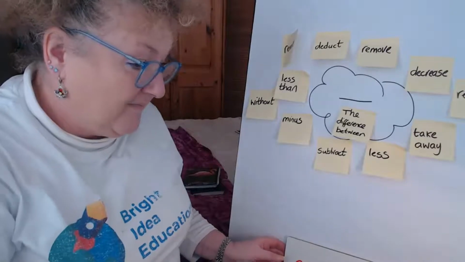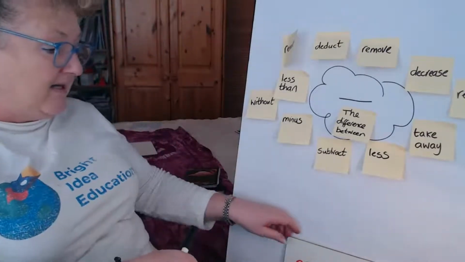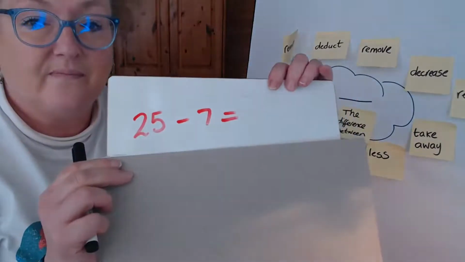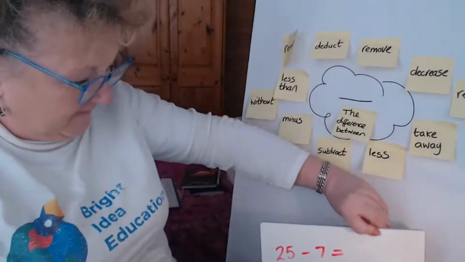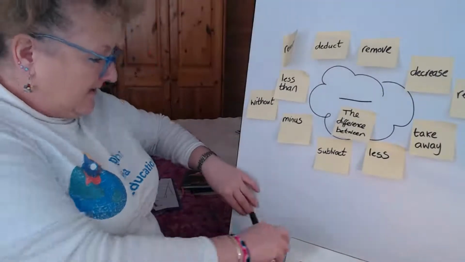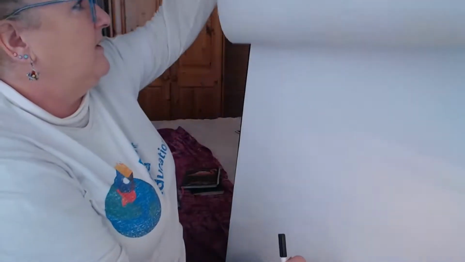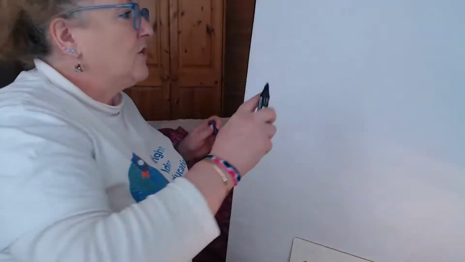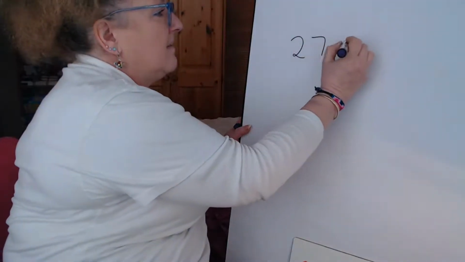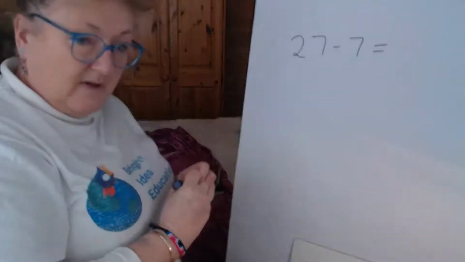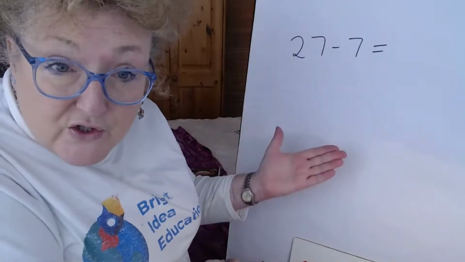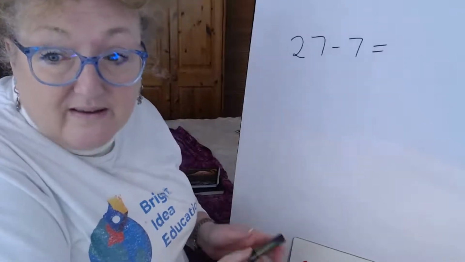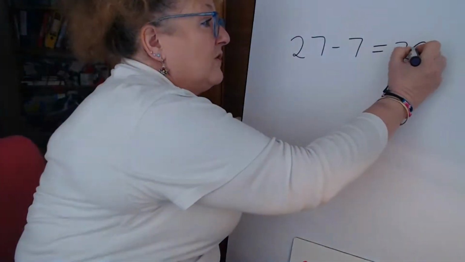So 27 minus 7. Oops, that's 25 minus 7. We don't want that one. So let's just have a new piece of paper and we will write it over here. 27 minus 7 equals. Easy peasy. Use the maths you know already. Remove the 7 from 27. What does it leave you with? Exactly. Leaves you with 20.